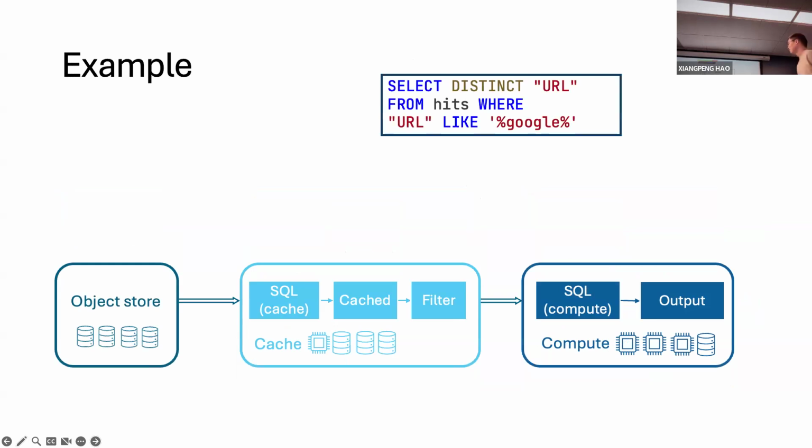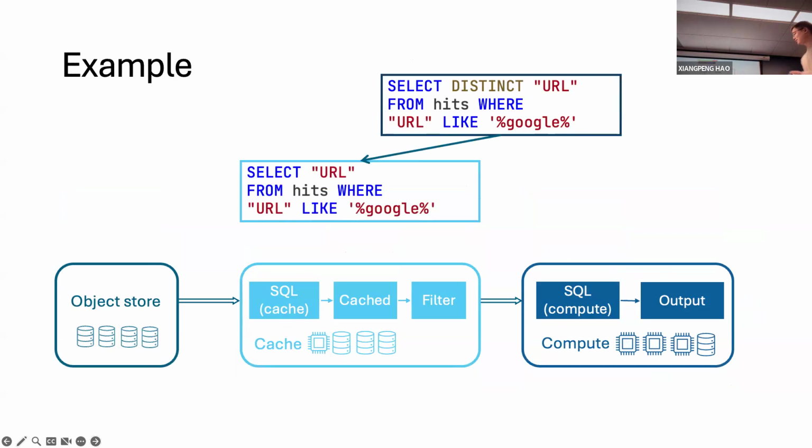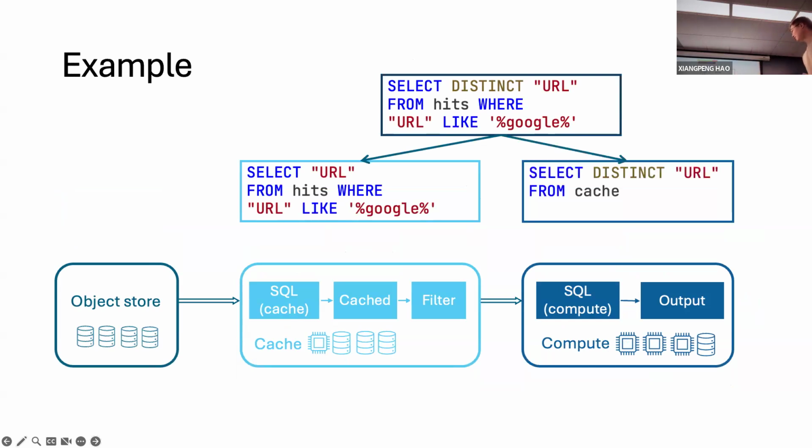Here's an example. Let's say we have a SQL like this: select distinct URL from the table where URL contains the string Google. This is adapted from a real ClickBench query. Essentially, we split it into two parts. The first part is the caching component, which says we want to select all the URLs that contain Google. And then the other part of the query says, I want to count the distinct URLs.